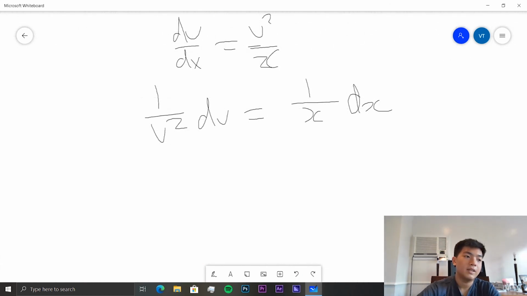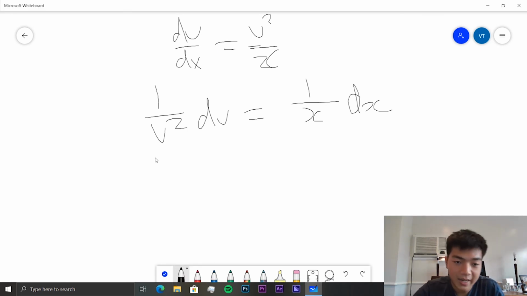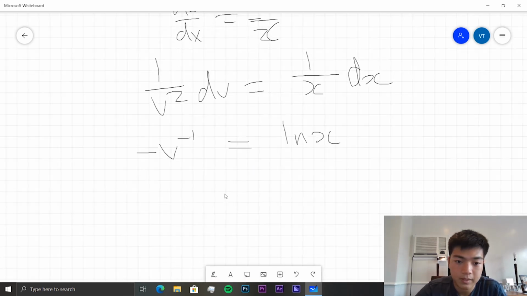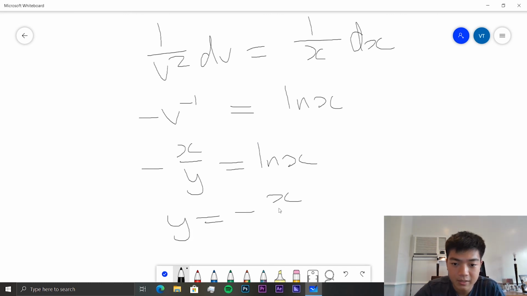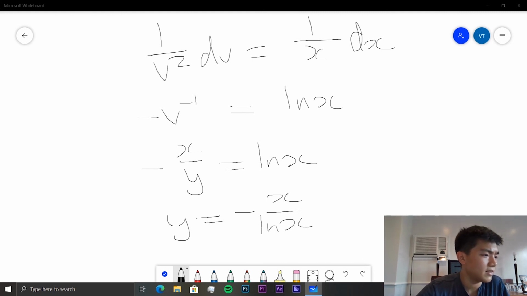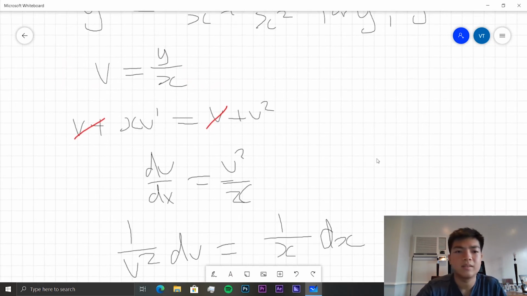So 1 over v squared can be simply evaluated as -v to the -1 is equal to ln x. So we have -x over y is equal to ln x. So we have y is equal to negative x over ln x, I think. Is that it? It's a bit different. What have I done?